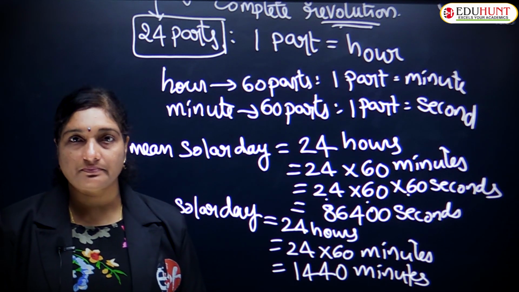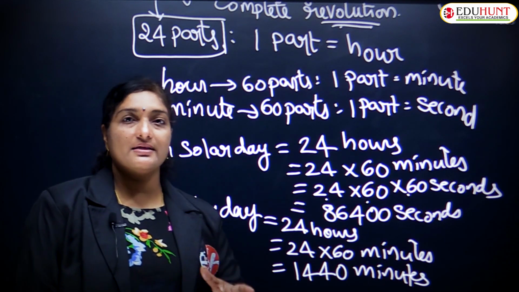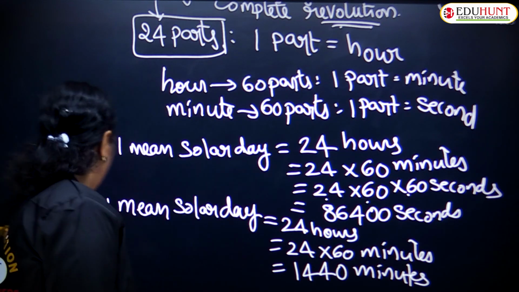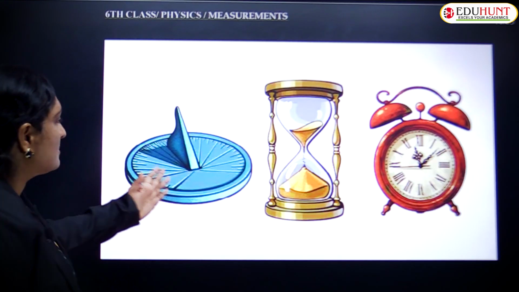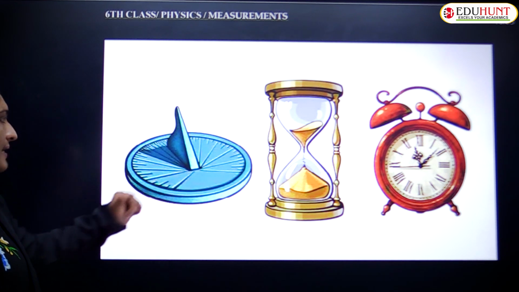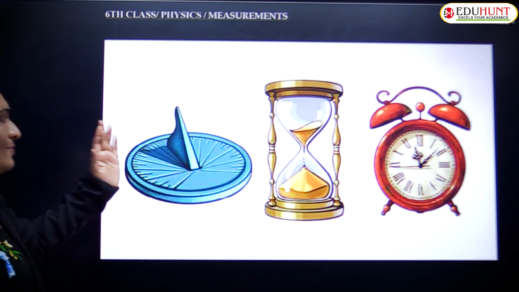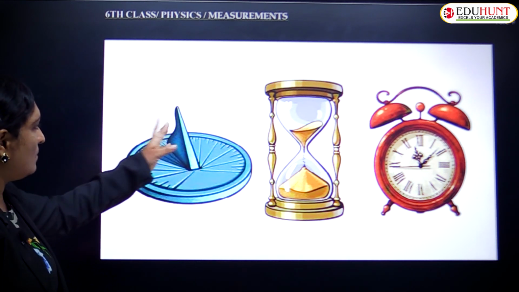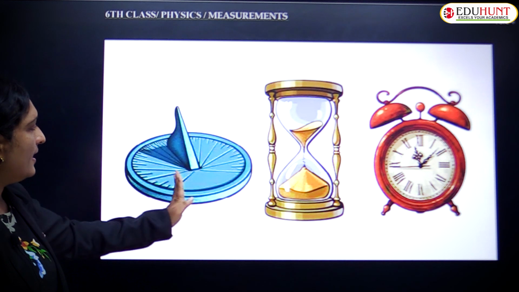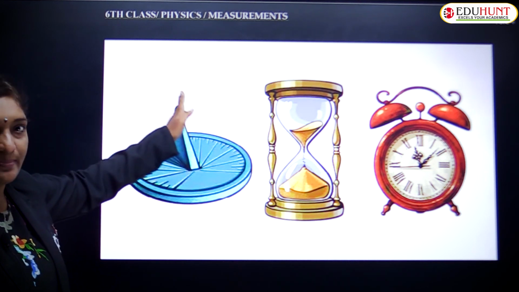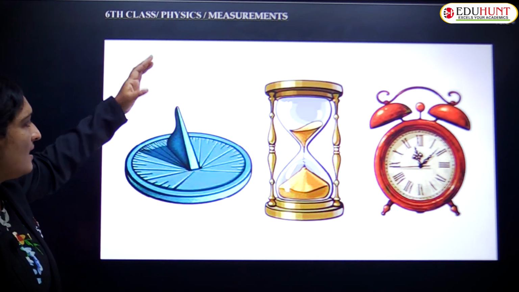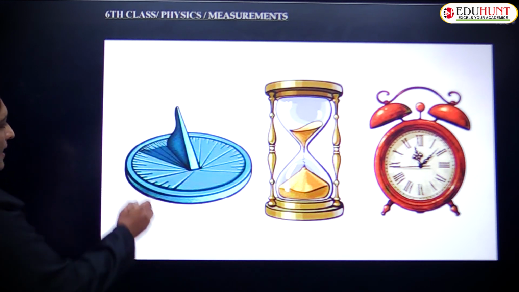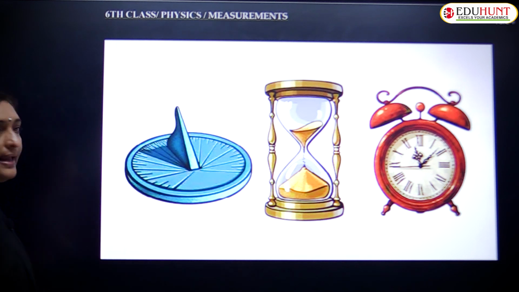So, got it, children? How is time measured? To measure time, we need some instruments. Let us have a look at the instrument. This instrument is called a sundial. In olden days, people used to depend on sundials to measure time. It is a small pillar-like structure. The sun rays fall on it, and based on the shadow of this pillar, the time is calculated.